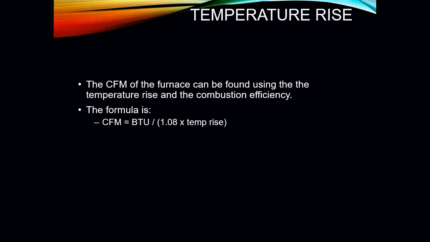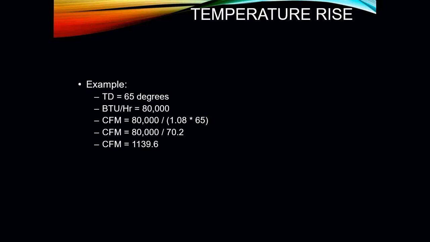Okay, the CFM of a furnace can be found using the temperature rise and the combustion efficiency. The formula to figure out what your CFMs are is BTUs divided by 1.08 times your temperature rise. Put in your numbers, and that will give you your CFMs. So, for example, here we have a temperature difference of 65 degrees. We figured out that the BTU per hour is 80,000 BTUs per hour. We plug in our numbers: 80,000 divided by 1.08 times 65. We come up with 80,000 divided by 70.2.